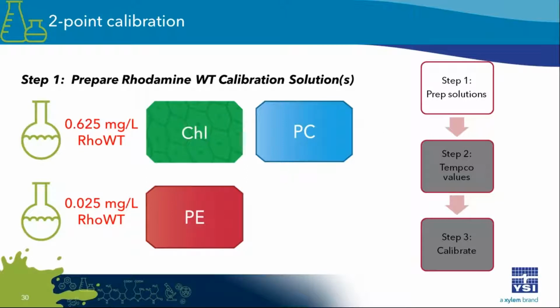So basically, doing a 2-point calibration is a 3-step process. And the first step is where you prepare those rhodamine solutions. If you are going to calibrate the chlorophyll channel or the phycocyanin channel, you are going to need a solution of Rhodamine WT that is 625 micrograms per liter, or 0.625 mg per liter. Likewise, if you're going to do the phycoerythrin channel, you need a more dilute solution that is 0.025 mg per liter.